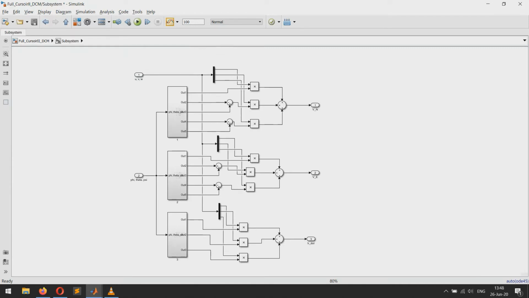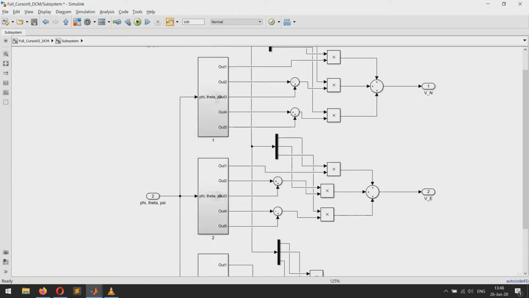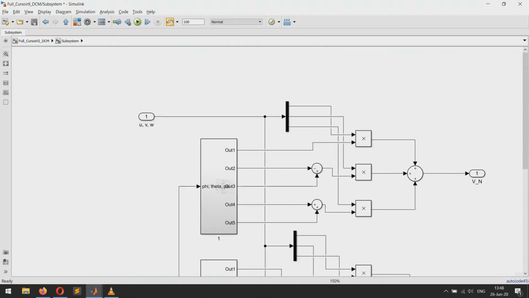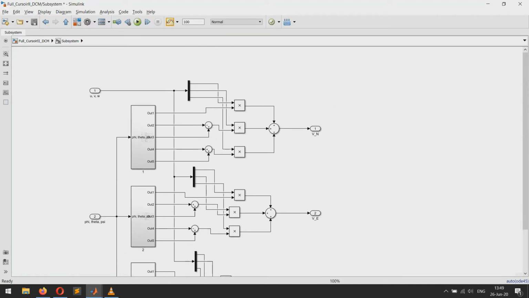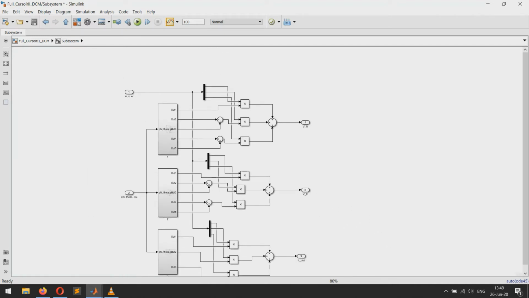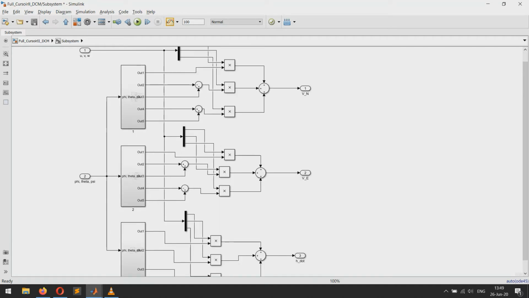We convert our UVW and phi, theta, psi (roll, pitch, and yaw angles) to the velocity north, velocity east, and velocity down. In other words, the change in the altitude velocity.